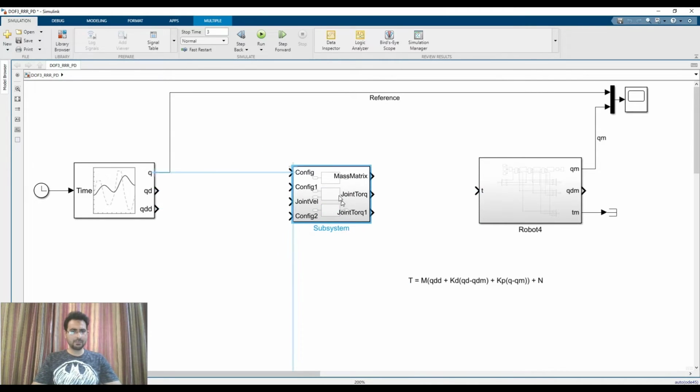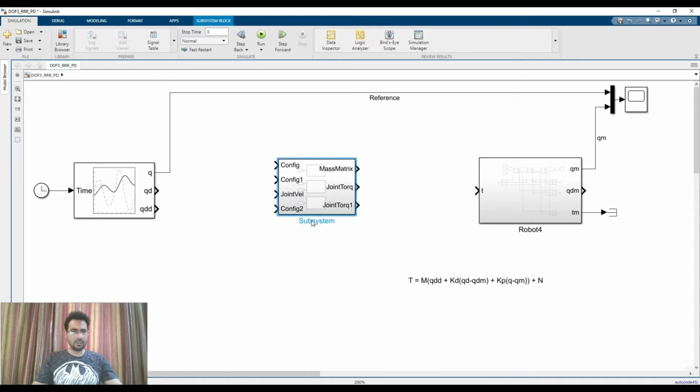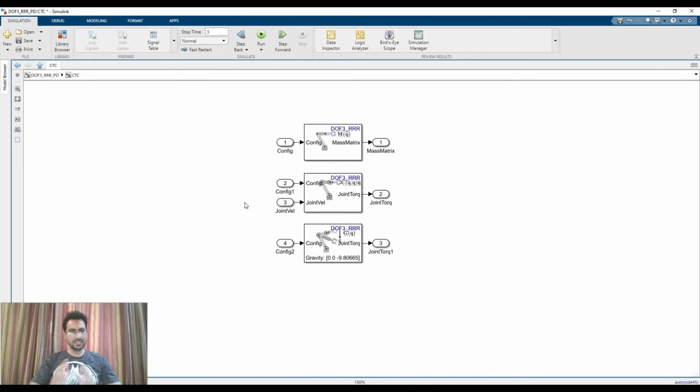So I've created a subsystem, and this subsystem will be my computed torque controller. Let me rename it as computed torque controller. Inside this block, we are going to do everything. First, let me delete these extra nodes, because the configuration is coming from here, so I can attach all these things over here.